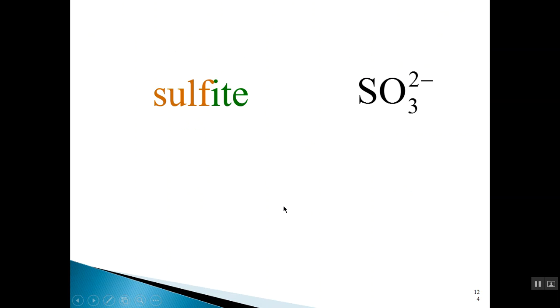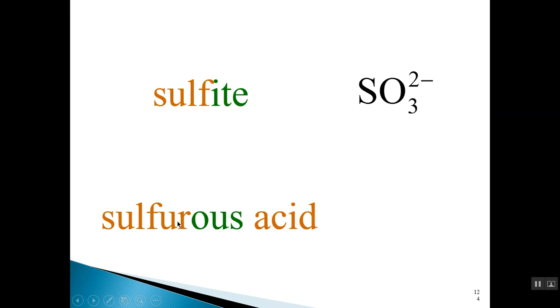So, the sulfite ion, if you look it up, you'll see that it is SO3 2 minus. The corresponding acid will be sulfurous acid, right? So you see the ITE ending is replaced with OUS, all right? And the formula for the corresponding acid is H2SO3. And you'll notice here that for every negative charge that is present, 1 hydrogen ion is added. So therefore, the final formula for the corresponding acid will be H2SO3, all right?